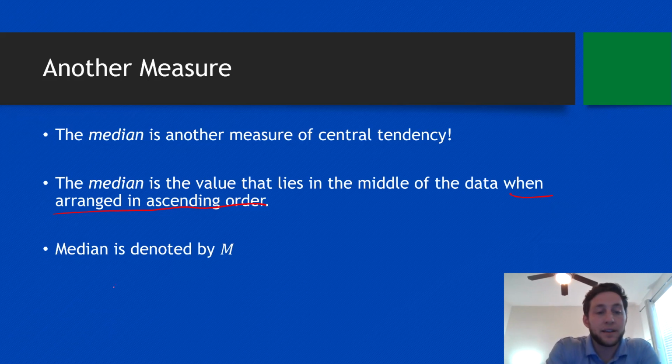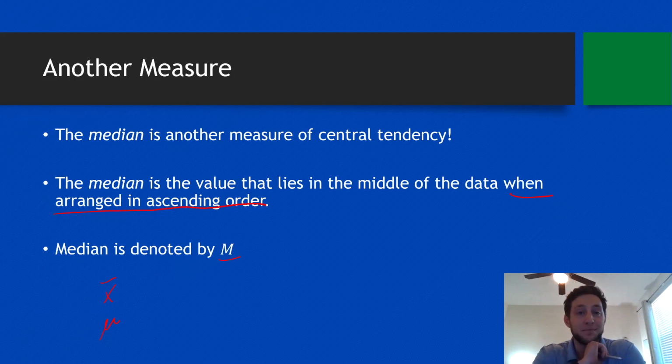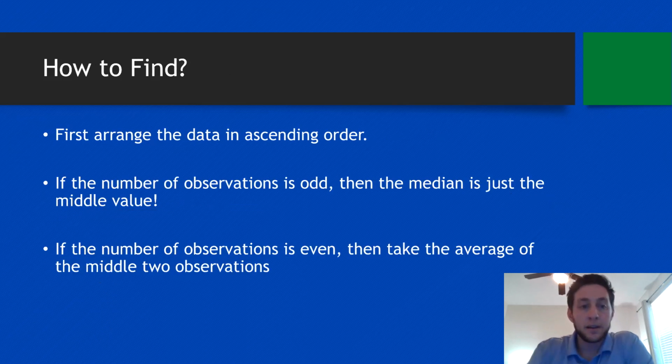Now, instead of having X bar for our sample mean or mu for our population mean, we'll denote the median in either case by just a capital M. So capital M, kind of nice and simple. Capital M is your median, which is the middle value. Now, how do you find the median? Well, it turns out it's actually pretty simple. First off, and the hardest part, will be that you first arrange the data in ascending order.